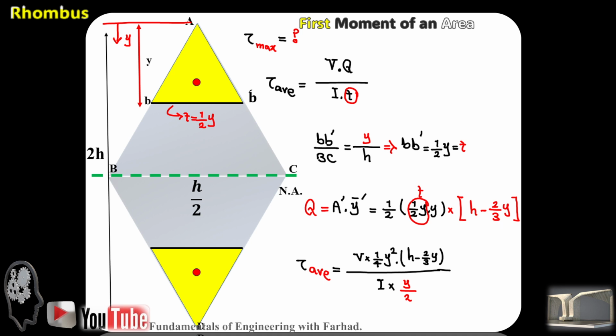Also, another example for first moment of an area would be a rhombus, and in this one again we have Q or first moment of an area here, and we have the calculation of them.